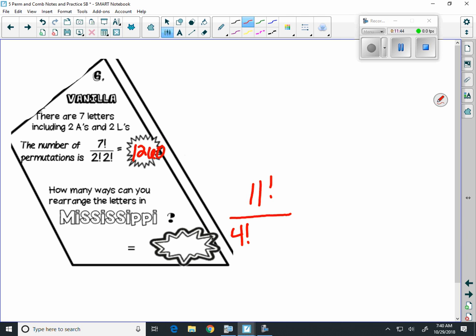What else is repeated? S. How many times? 4, so 4 factorial then. Good. What else is repeated? P twice, so it's going to be 2 factorial. Anything else repeated? Okay, so go ahead and do that in your calculator. On the top, you're going to have 11 factorial. Make sure you put it in parentheses. I'll put it in like this so you can see. That's how I put mine in.